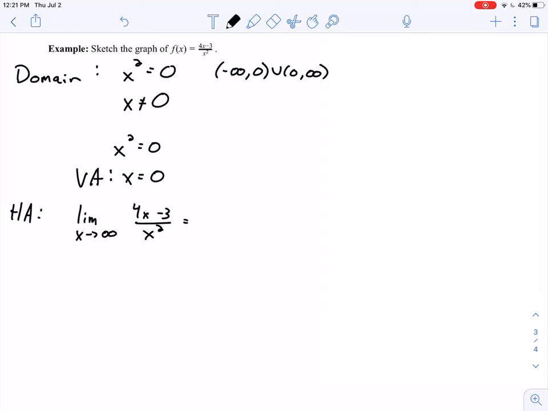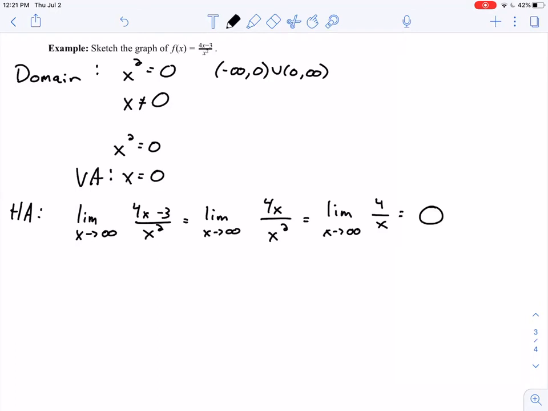So here, I can look at just the limit of the ratio of the leading terms of the numerator, just 4x, and the denominator, which is x squared. Here I can cancel a like power of x, so as x approaches infinity, I'm left with 4 over x. If x is approaching positive or negative infinity and I'm left with any positive power of x in the denominator, this goes to 0. So that means I have a horizontal asymptote at y equals 0.